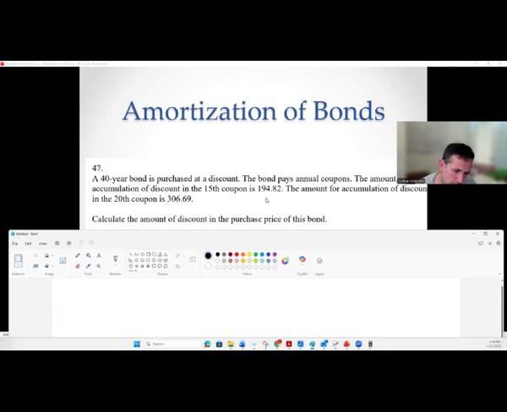Again, in this problem you don't have to be careful, but in general I would be careful with signs. It's good practice even when sometimes you don't have to be. So in other words, the principal repaid is minus 194.82 after the 15th coupon. After the 20th coupon, the principal repaid is minus 306.60. Calculate the amount of discount that the bond was purchased at.